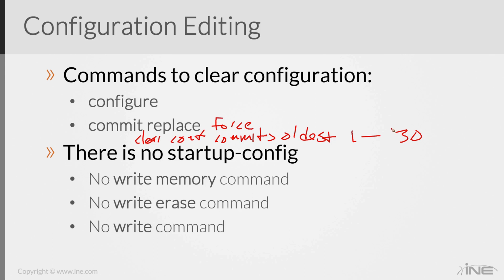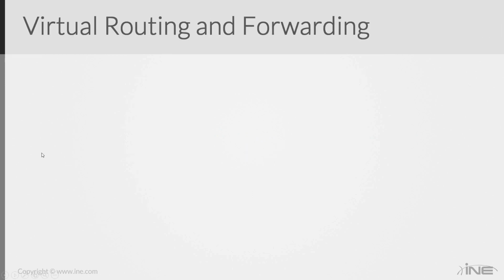That's one of the things that's nice about XR, is you can do a show configuration commits, and you can actually see what was done on every commit you did. So if you wanted to roll back to a certain point in time, you would just have to do a rollback command, and it would roll back the configuration to that point in time. Very, very cool stuff.